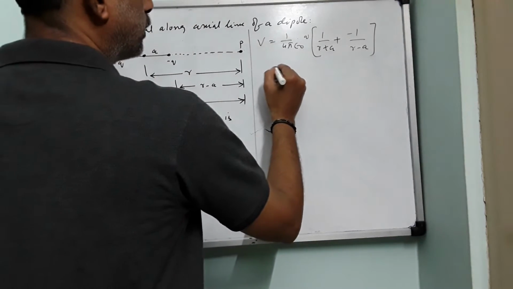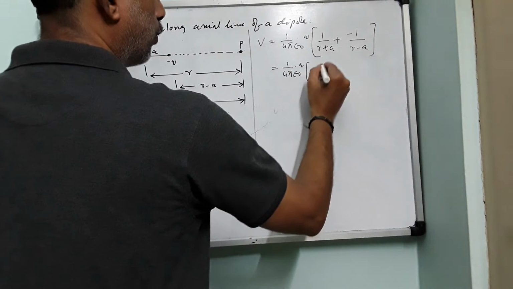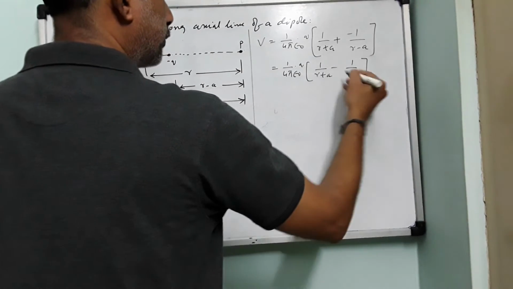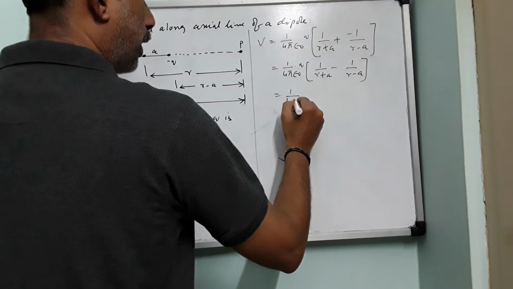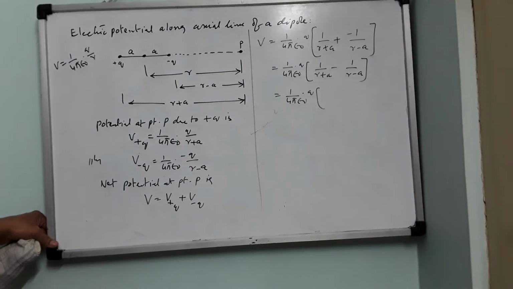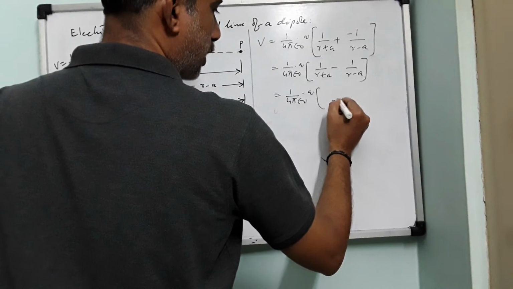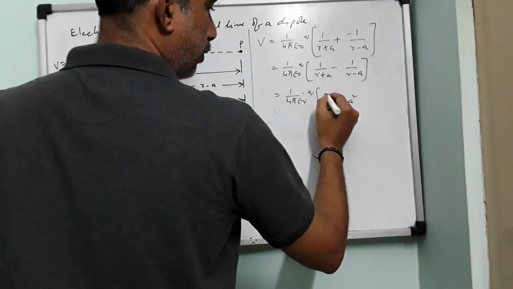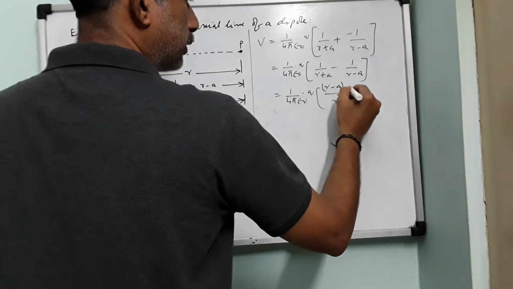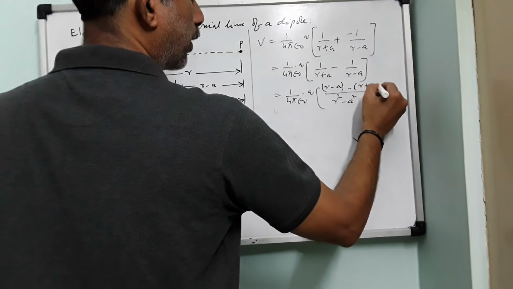So this is simplified as V = 1/(4πε₀) × Q × [1/(r+a) − 1/(r−a)]. So this is 1/(4πε₀) × Q × [1/(r+a) − 1/(r−a)], where (r+a)(r−a), that is r² − a², is the LCM. Then if r + a goes here, you have r − a here, right? Minus, right? And if r − a goes here, r + a will be left over.